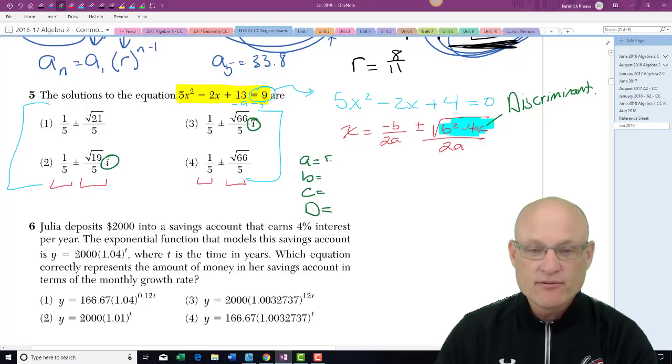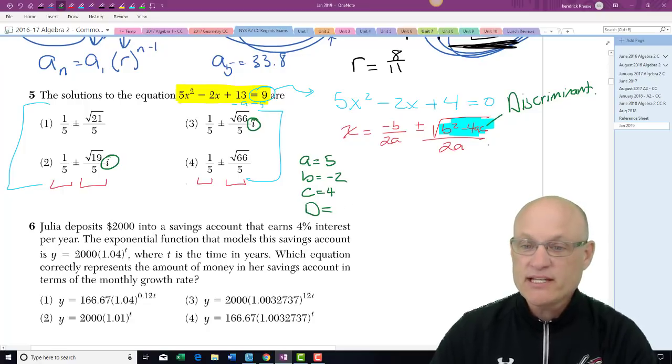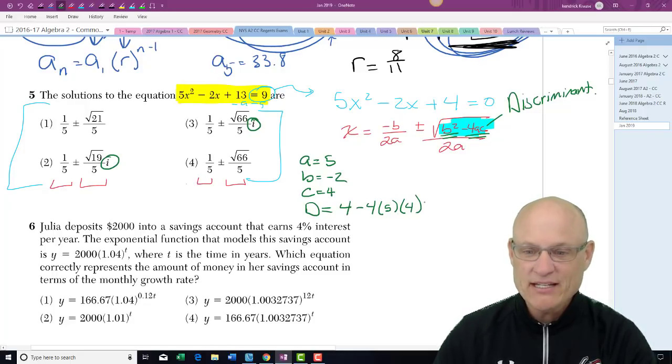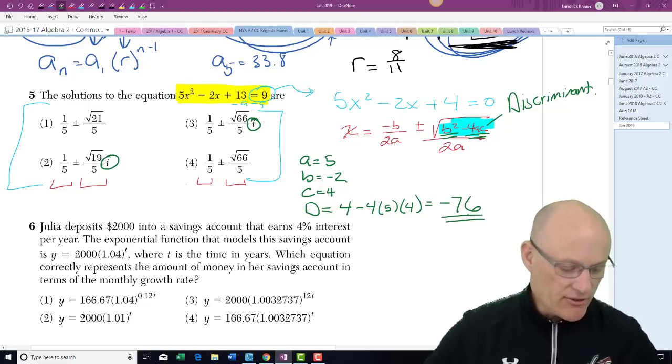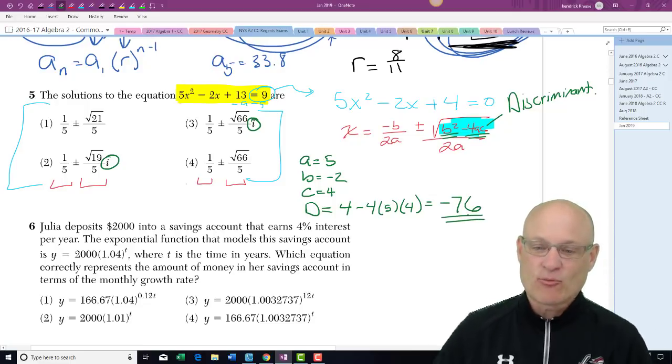A is 5, B is negative 2, C is not 13, it is 4. Now, D is b squared minus 4ac. Please don't write negative 2 squared. Negative 2 squared is always positive, and b squared is always positive. So 4 minus 4 times 5 times 4. So what is that? 4 minus 80. So I believe this is negative 76. All right, so I got negative 76 there, so I'm ready to type in.